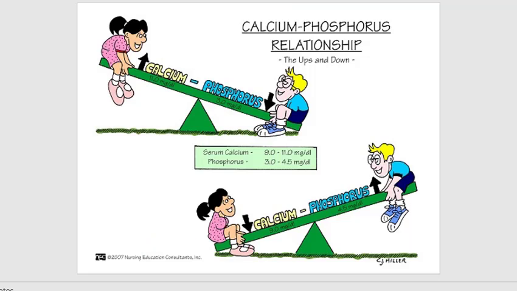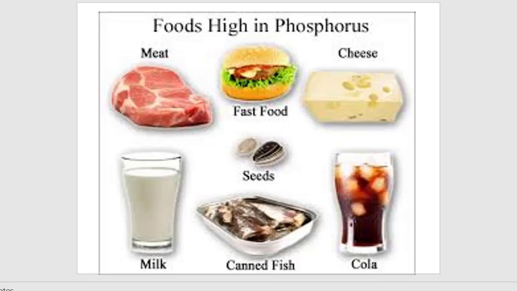Calcium-phosphorus relationship, remember that they have an opposite relationship. When the calcium goes up, phos goes down. Phos goes up, calcium goes down. Foods high in phosphorus: meat, fast food, canned fish, cola. Okay, cola is high in phosphorus.